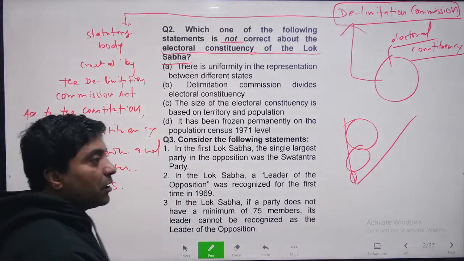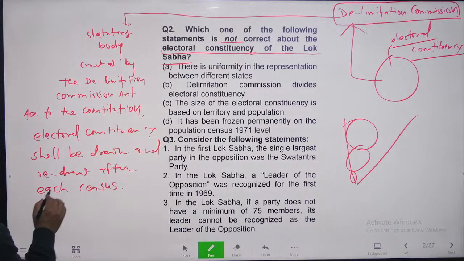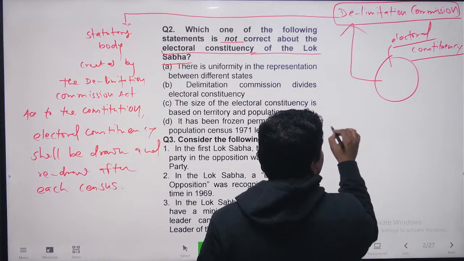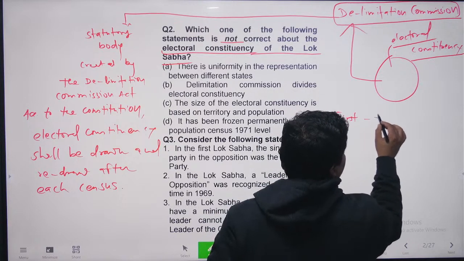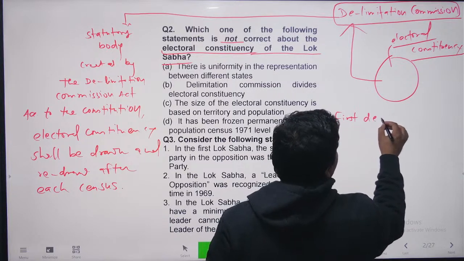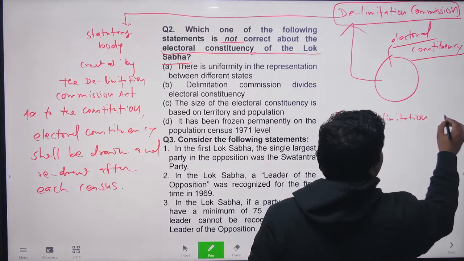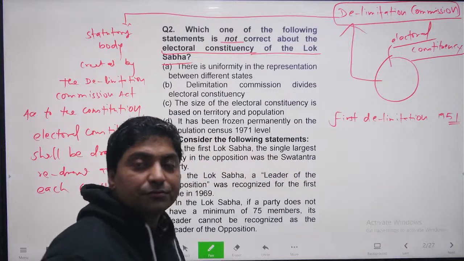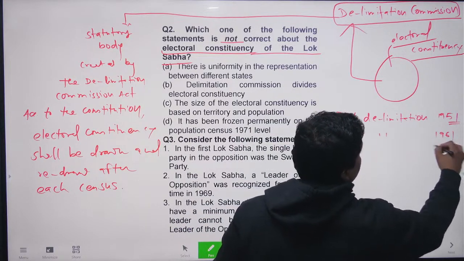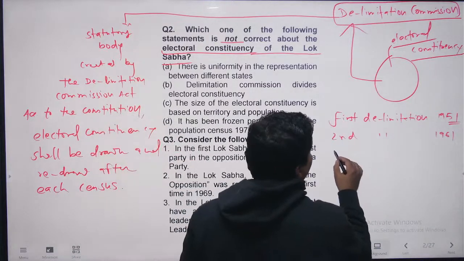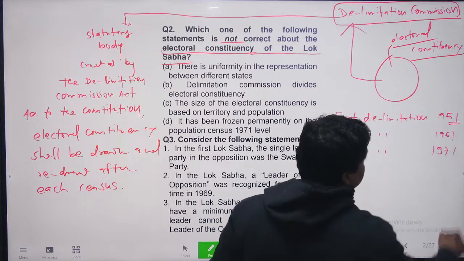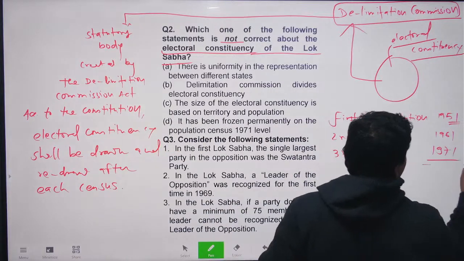Now if you look at electoral democracy in India, the Delimitation Commission was first formed in 1951, right? The first delimitation was conducted in 1951, and you can see that there was an election, right? Then the second delimitation was done in 1961, just after the census. Now the third was conducted in 1971.